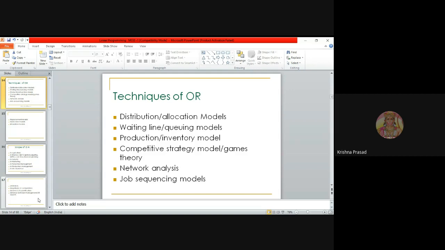But PERT is a probabilistic model, and in this one we take the time in three parts: optimistic time, most likely time, and pessimistic time. So this is one thing which is used in networking. And if you are good enough in drawing networks, definitely you can take a career in networking itself. The next one is job sequencing models. What actually are job sequencing models?